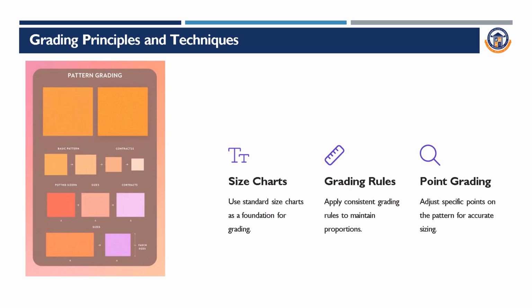Grading principles and techniques. Grading is the process of creating different sizes from a base pattern. Traditional grading is manual and time-consuming, but CAD enables automatic, precise grading. Three key grading methods: standard size charts use preset body measurements for industry compliance. Grading rules define how much size increases at the bust, waist, and hip. Point grading helps to adjust specific areas to refine fit and maintain proportion.